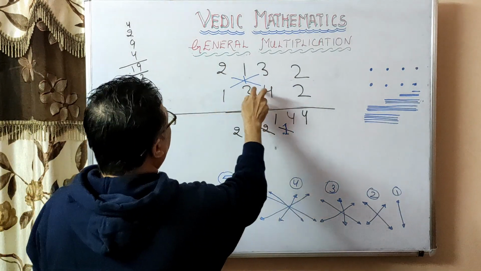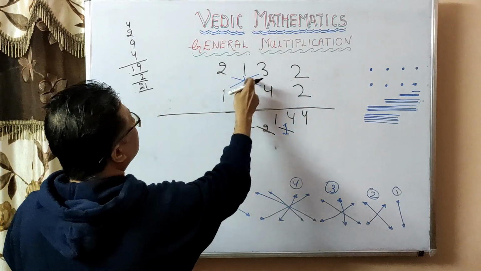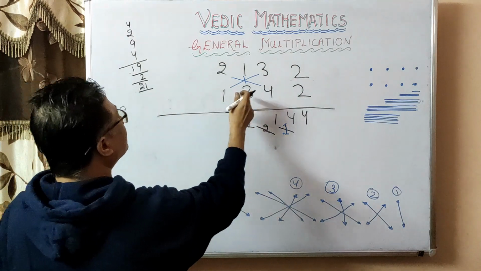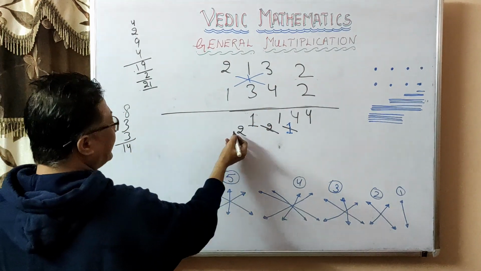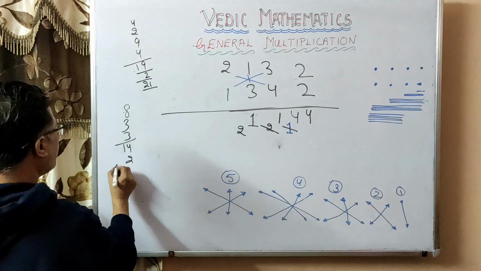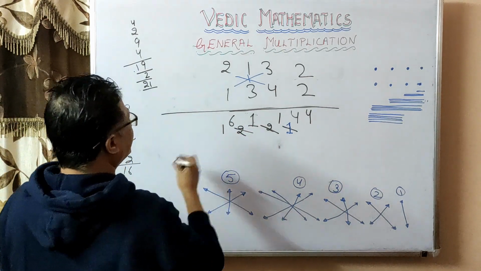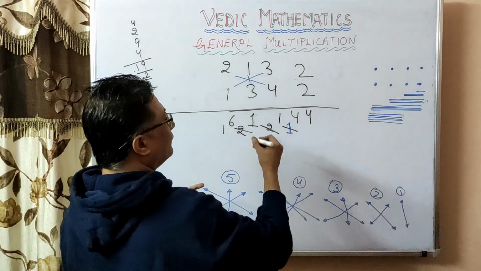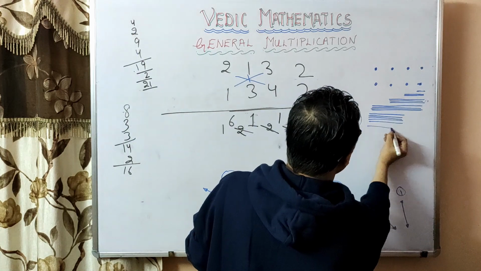So 2 4s are 8 and 3 1s are 3, 3 1s are 3. 6 and 8 is 14. Is there any carry forward? Yes, 2. 14 and 2 is 16. I'll cut this, write 6, 1. Now we will again remove this because we are moving to our next step, sixth step.